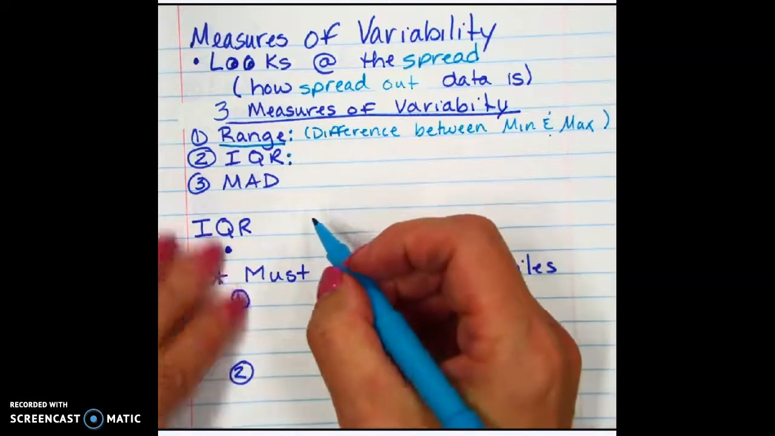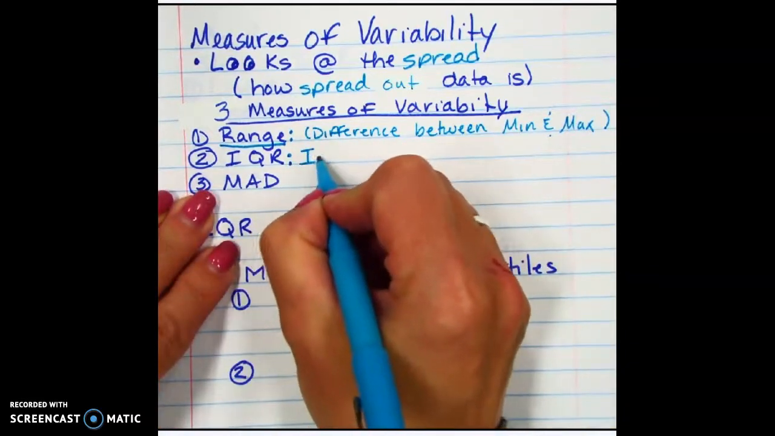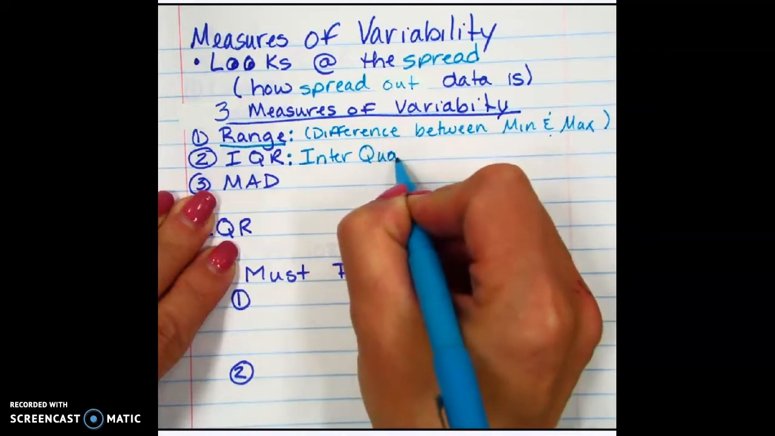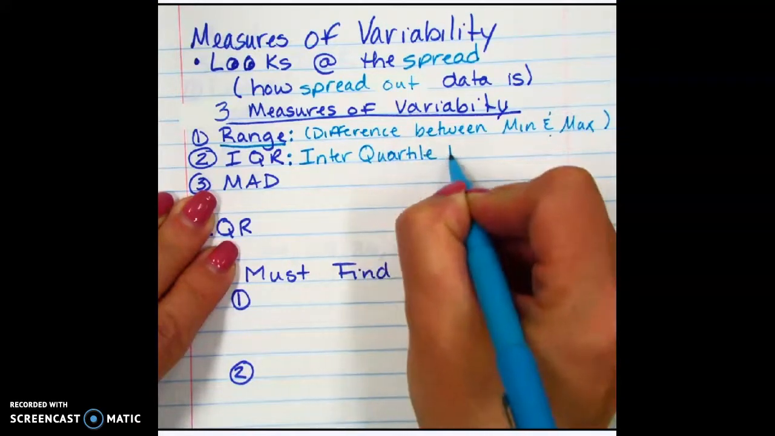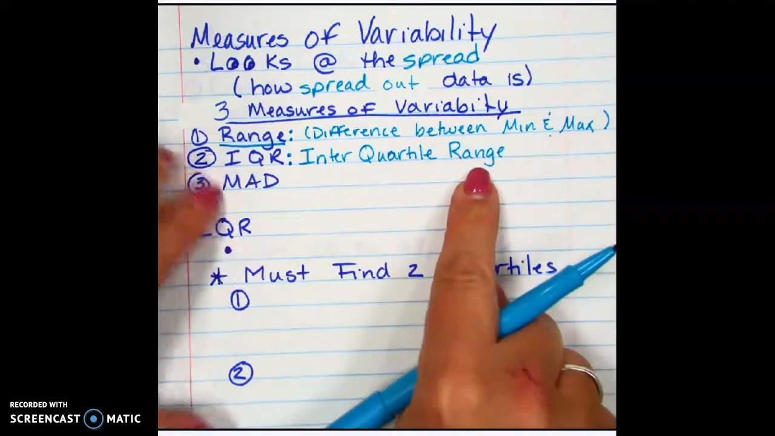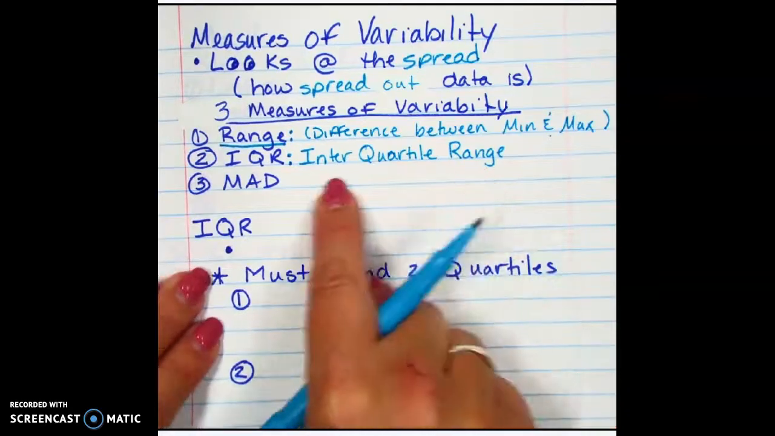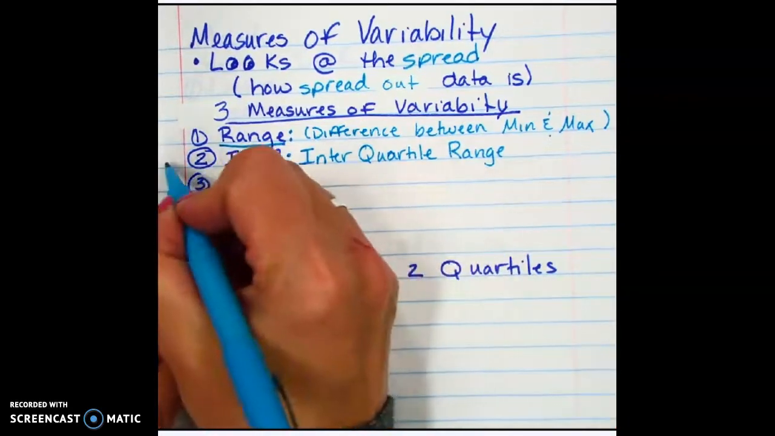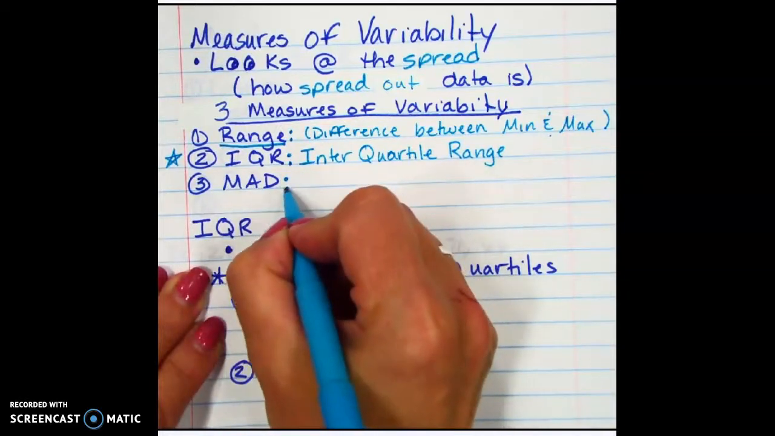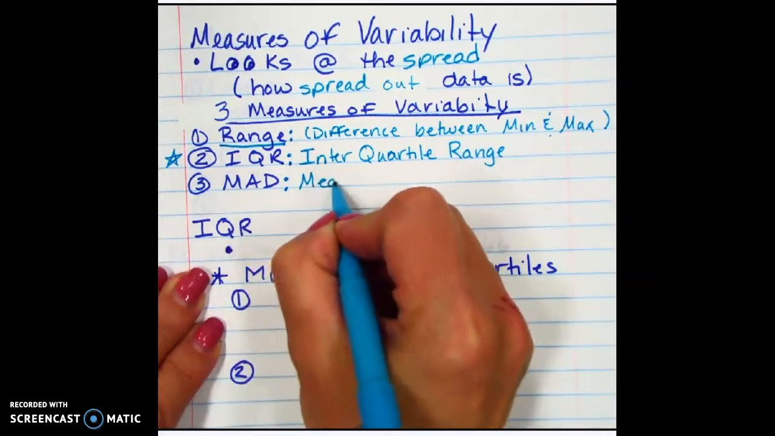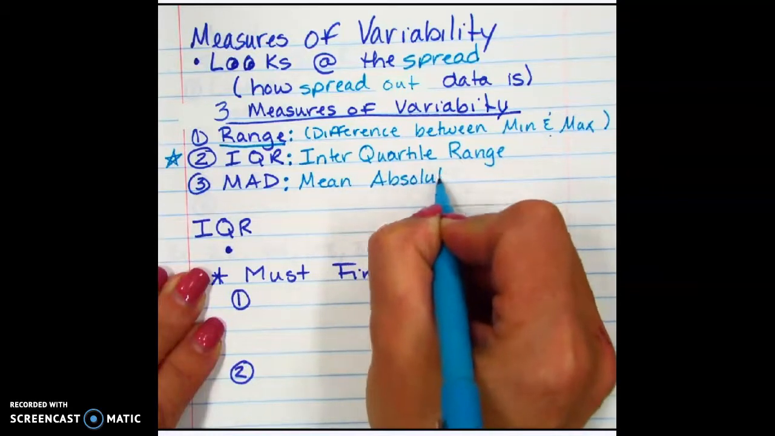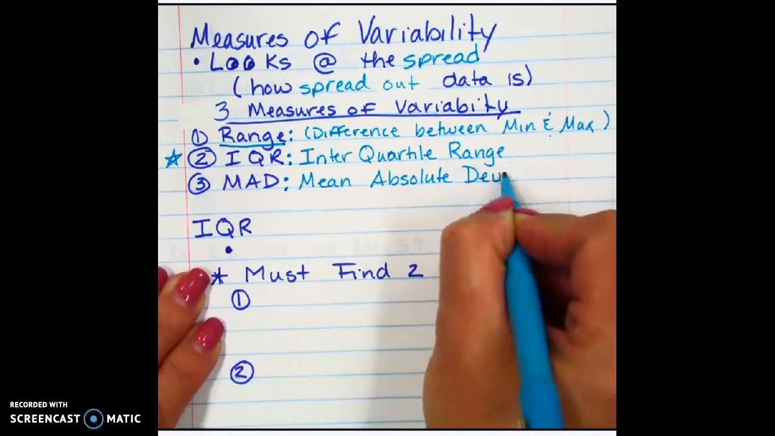Then another one of the three measures of variability is called the IQR. And it's actually called interquartile range. And this is something we're going to be working on. So as you notice, it's a range, but it's a specific range. So this is our big one today. And one we're doing next week is called the MAD, or the mean absolute deviation.